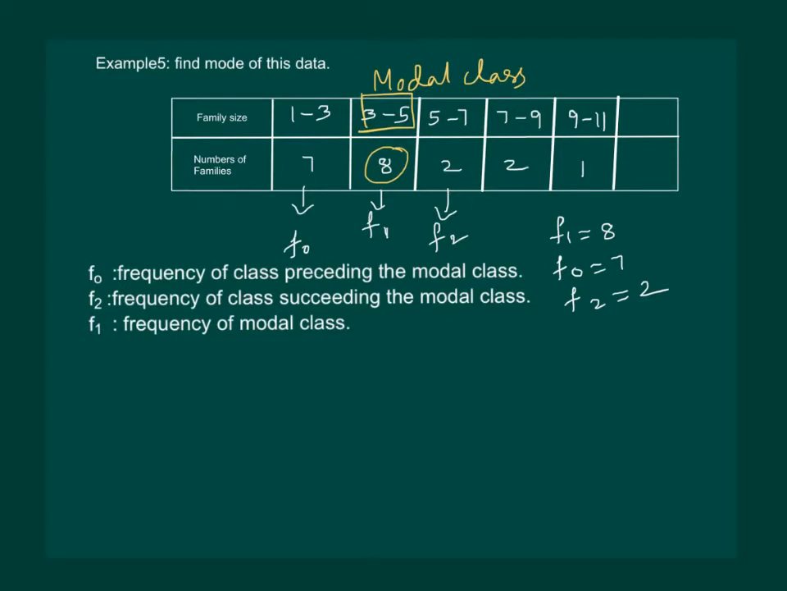Assuming that all the class sizes are equal, 3 minus 1 is 2, 5 minus 3 is 2, 7 minus 5 is 2, 9 minus 7 is 2, 11 minus 9 is 2. So class size is equal. We have H, that is the size of the class interval, equal to 2 here, and let L denote the lower limit of the modal class. So here L is equal to 3.